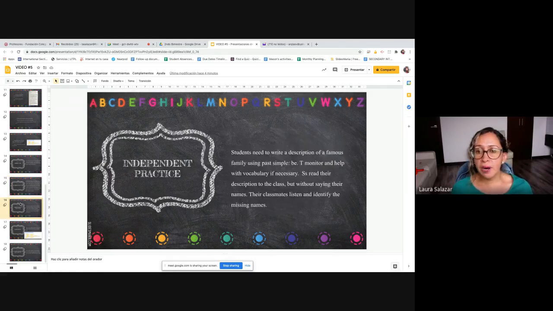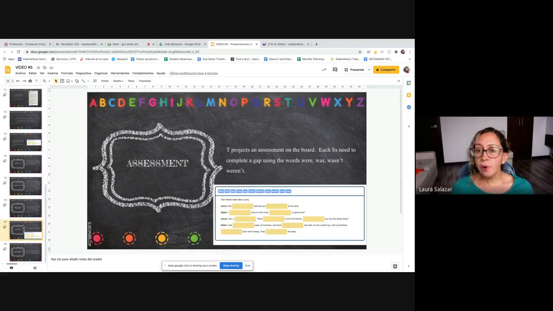For the independent practice, students need to write a description of a famous family using past simple be. Teacher monitors and helps with vocabulary if necessary. Students read their description to the class, but without saying their names. Their classmates listen and identify the missing names.